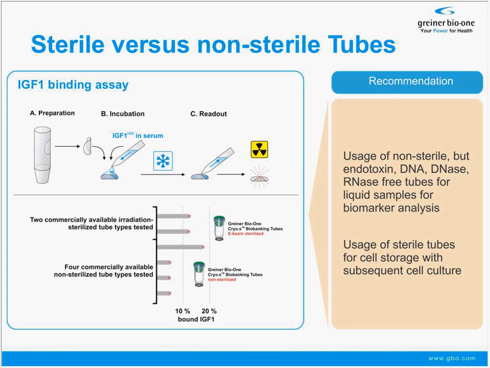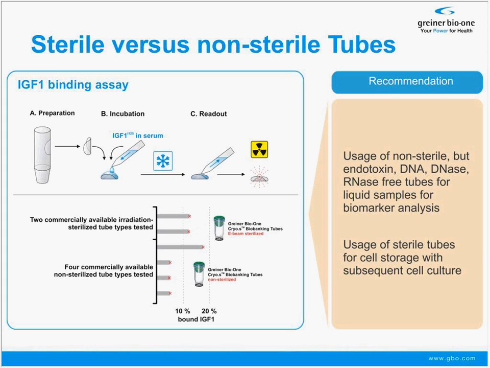We tested in this assay two different tubes. One of them was from Greiner Bio-One, which are sold as sterile tubes. They are irradiation sterilized using a validated procedure. And we have also tested 4 tubes, one again from Greiner Bio-One, 3 tubes from other suppliers, and these tubes were sold as non-sterile tubes. They were DNase, endotoxin, RNase free, but they were not undergoing any irradiation-based sterilization procedure.